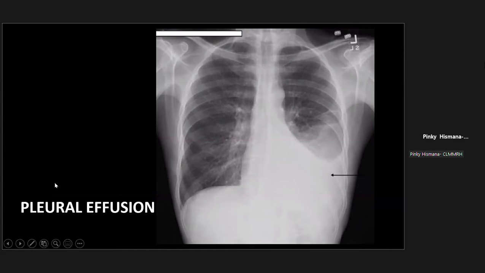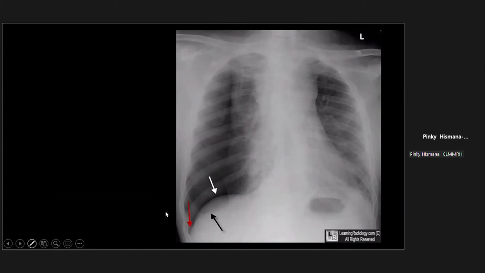Celine Canlas. Doc, good evening. Good evening. Can you identify the abnormality here? Is the problem lucency or opacity? More of lucency, Doc, with the arrow.